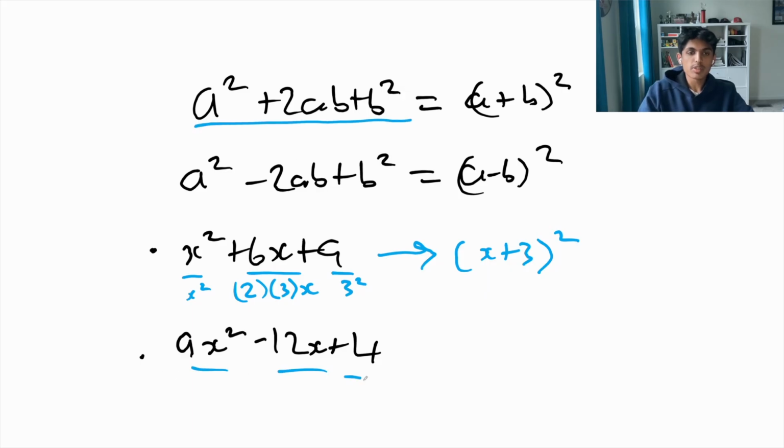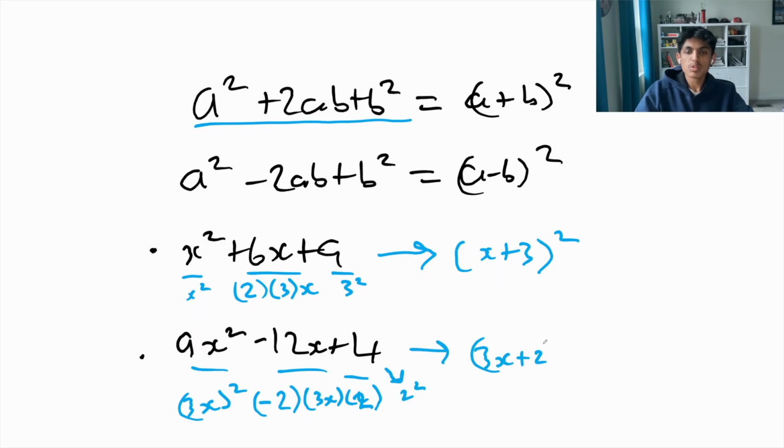And now same process for this one. This can be written as (3x) squared, and this is minus 2 times 3x times 2, and this right here is just 2 squared. And this can be written as (3x plus 2) squared. I meant to say minus, because we have a minus 2. Okay, there we go.